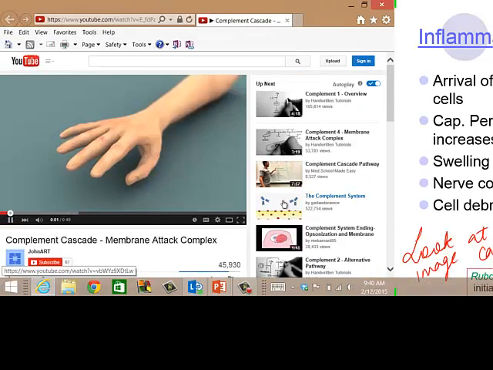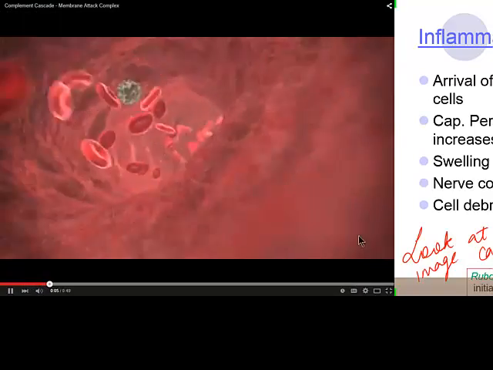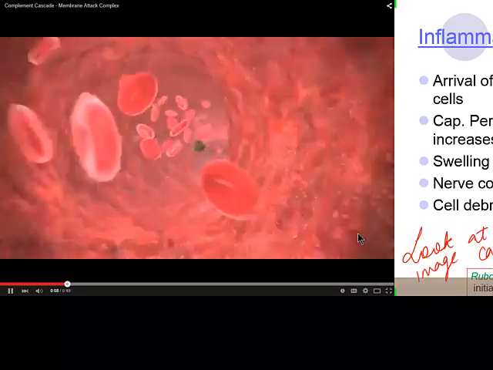The membrane attack complex is part of the complement system, which exists to aid in inflammation, phagocytosis, and other aspects of the immune defense, including pathogens from the body.